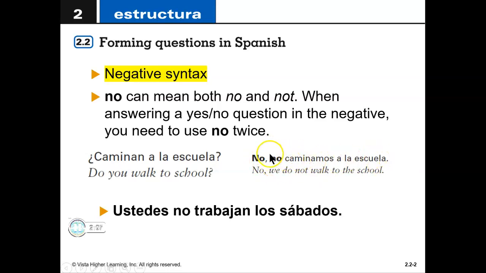So notice where that no went. That not goes right in front of our verb. So now our negative syntax is going to be subject. I put it in parentheses because here they skipped it. See how there's no subject out here? No in front of your verb, then your remainder. Notice that there is no word for do here. We are basically saying we not walk to school. You don't need the word do or does in Spanish to make something negative. It's easier. You just put not in front of your verb.